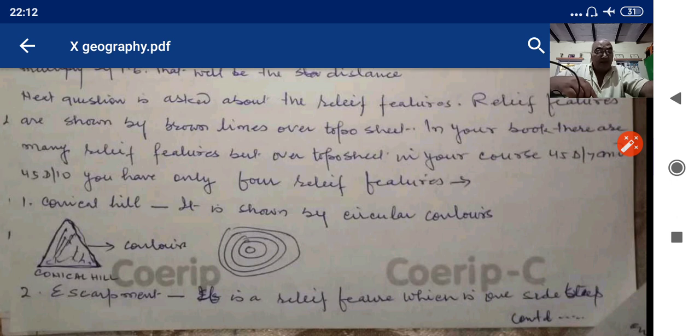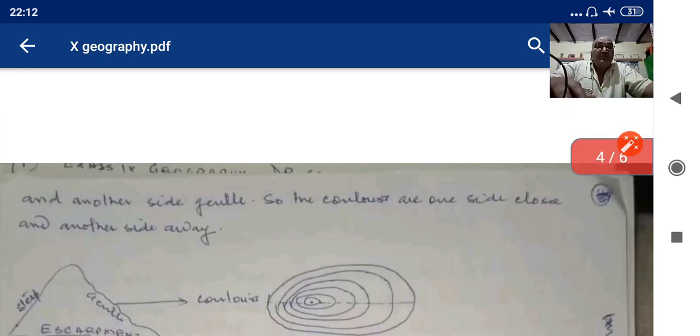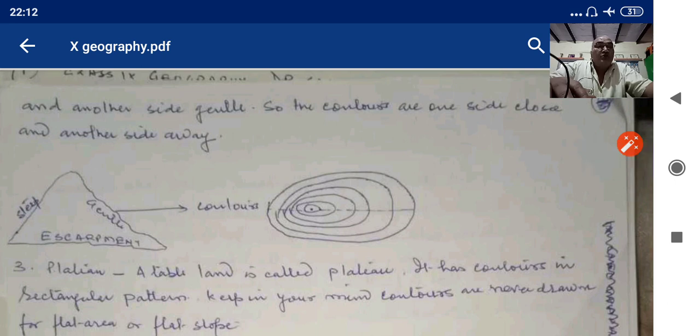Number 2, we have escarpment. It is a relief feature which has one side steep slope and another side gentle. So the contours are one side close and another side away. With the help of the figure, you can see one side the contours are close for the steep slope and away for the gentle slope. So you can see the pattern of this contour and you can say here is the presence of an escarpment.